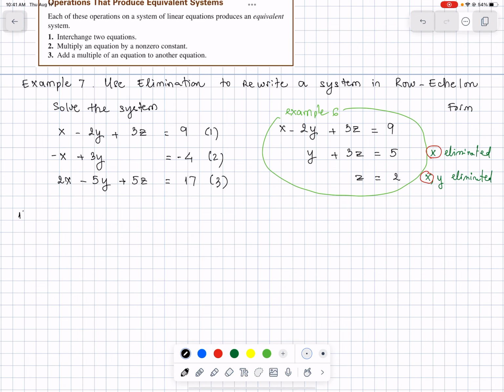So I add number 1 and number 2, and I get 0 for the x, so the x is eliminated, and I get y plus 3z equals 5. I name this equation number 4.